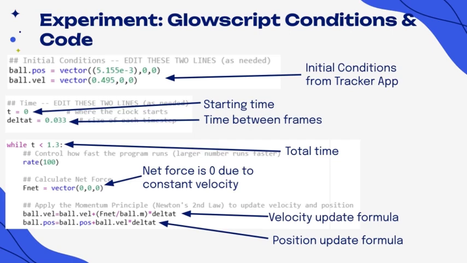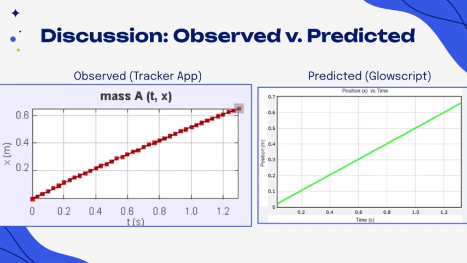To ensure constant velocity, we set the net force equal to 0, so that when the computational model runs through the velocity update formula and the position update formula, velocity does not change. GlowScript running the position update formula using our data creates numbers or positions that we can compare to the Tracker app. Here are the individual graphs of each app's data showing the position of the marker related to change in time. On the left is the Tracker app and on the right is GlowScript.